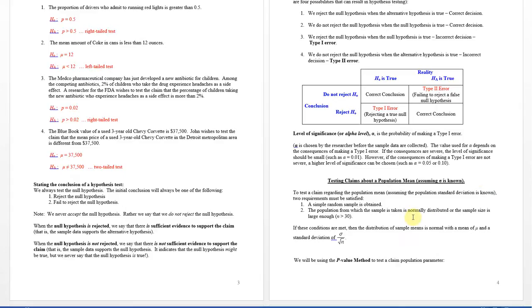It's a simple random sample, and the population from which it was obtained is normally distributed or the sample size is large enough, aka bigger than 30. These should look fairly familiar to the confidence interval requirements because they're exactly the same. I want to use the sampling distribution.